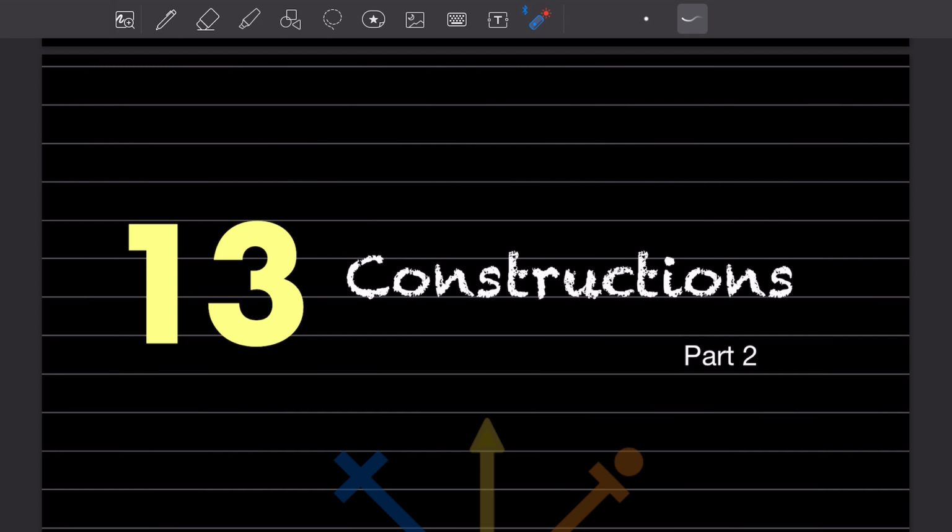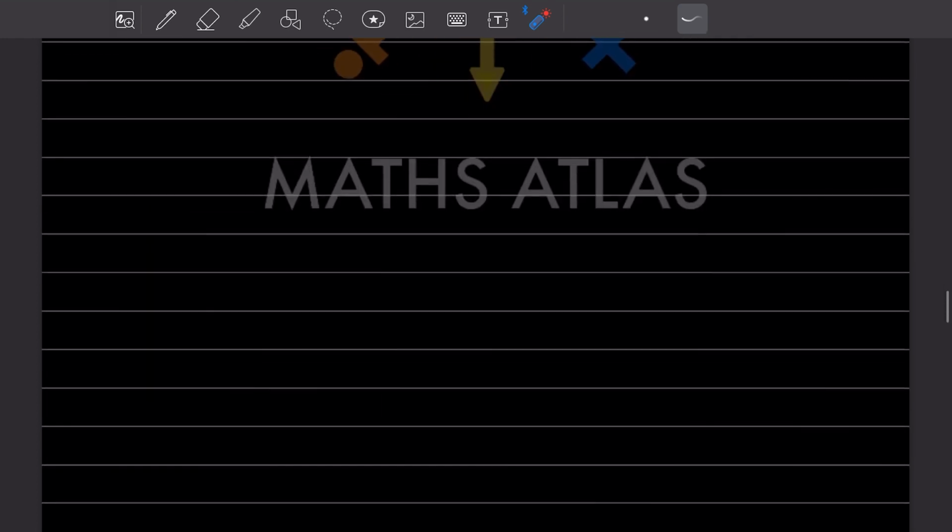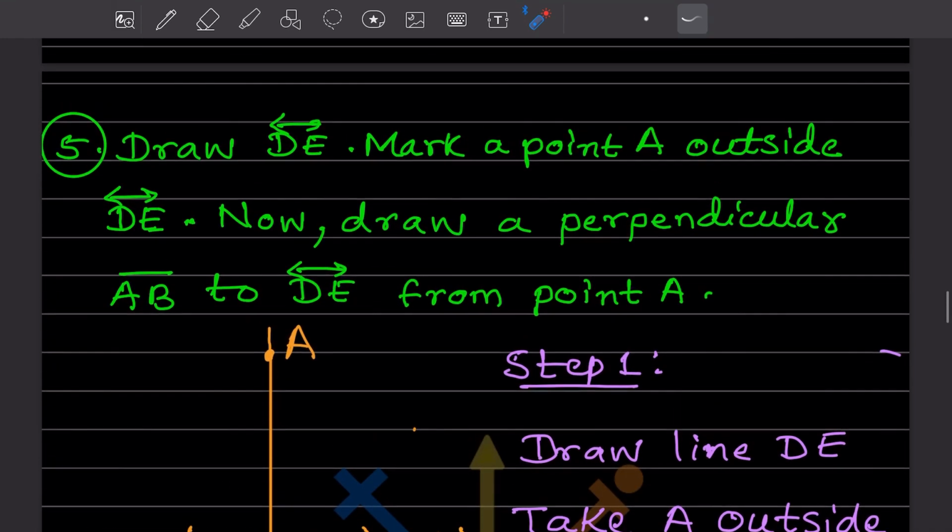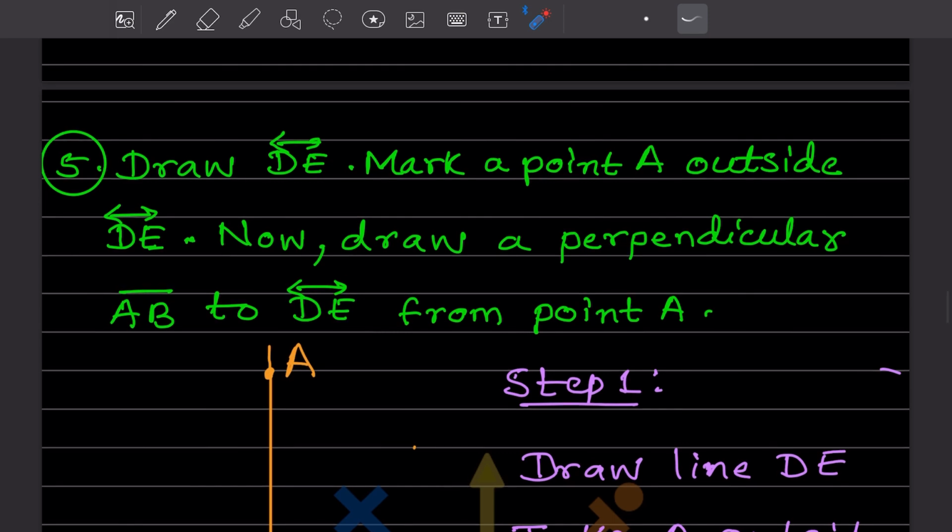So this is part 2 of the topic constructions. Let us see the next problem. Draw DE, mark a point A outside DE. Now draw a perpendicular AB to DE from point A.